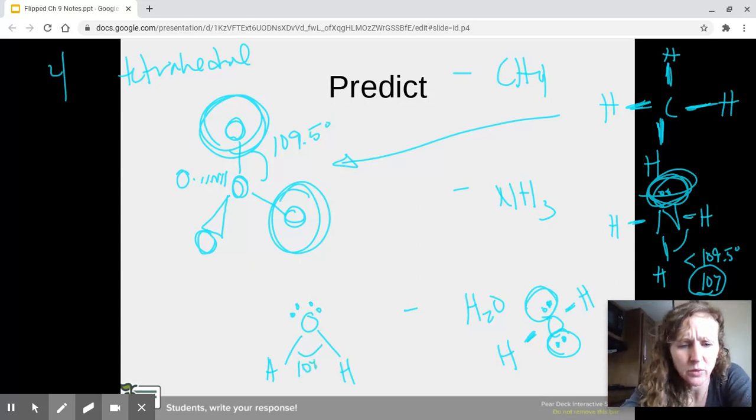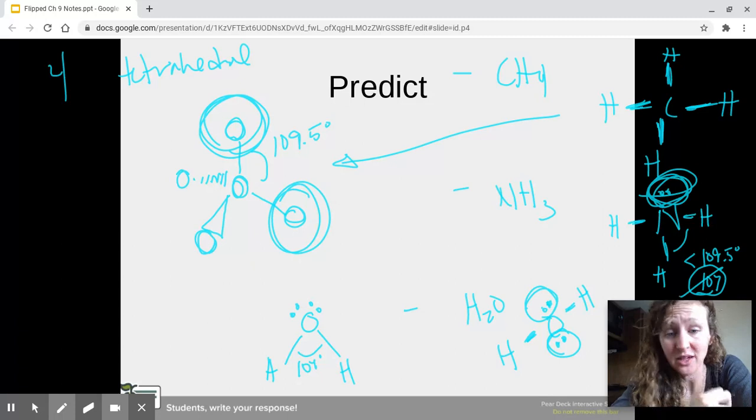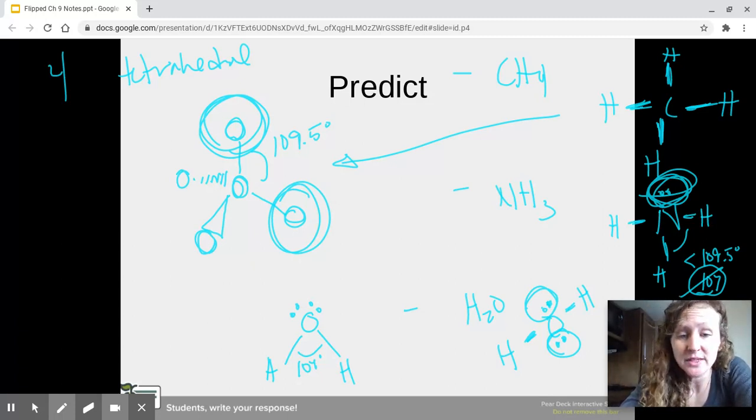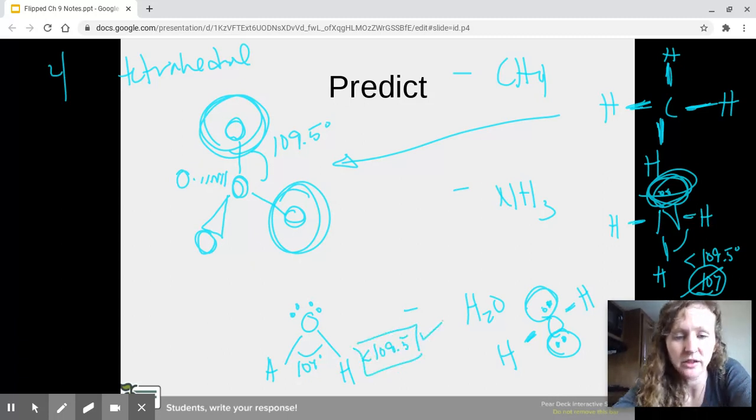Actually, this one might be 107 degrees. I think it is. I don't think ammonia is 107. I think water is 107 degrees. Again, if you can tell me that it's less than 109.5, that's actually what you need to be able to tell me for the test.